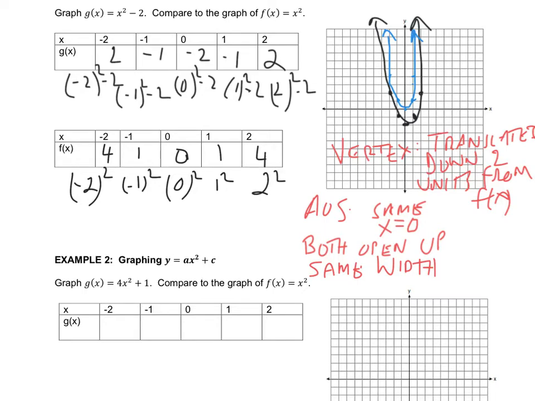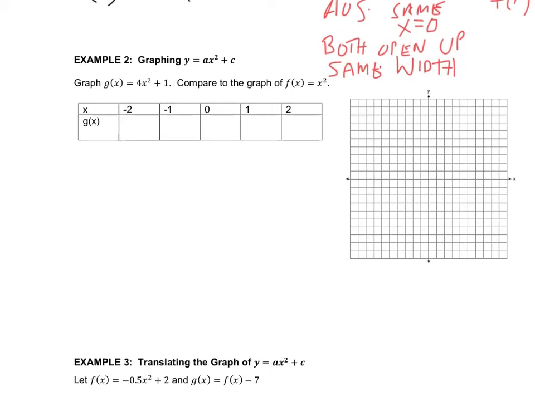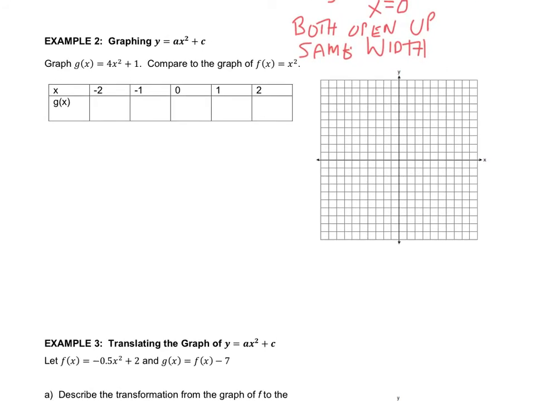So on to the next one. The next example, example 2. Again, this time we're not going to make the table for the f of x equals x squared. Hopefully we're now okay with that. So what I will do is I'm going to put that one in there right now so we can see that.